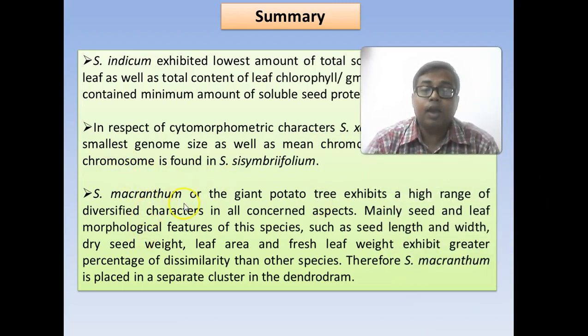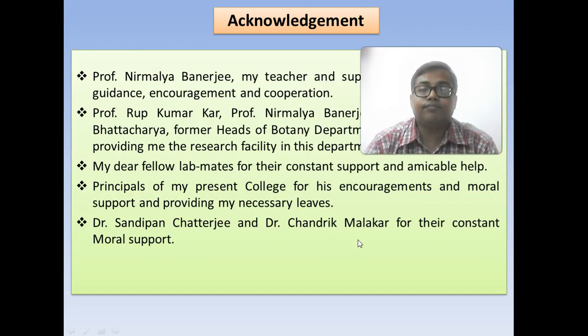Solanum macranthum, or the giant potato tree, exhibited a high range of diversified characters in all concerned aspects, mainly seed and leaf morphological features of the species, such as seed length, width and dry seed weight, leaf area and fresh leaf weight, exhibiting a greater percentage of dissimilarity than other species. So therefore Solanum macranthum is placed in a separate cluster in the dendrogram.